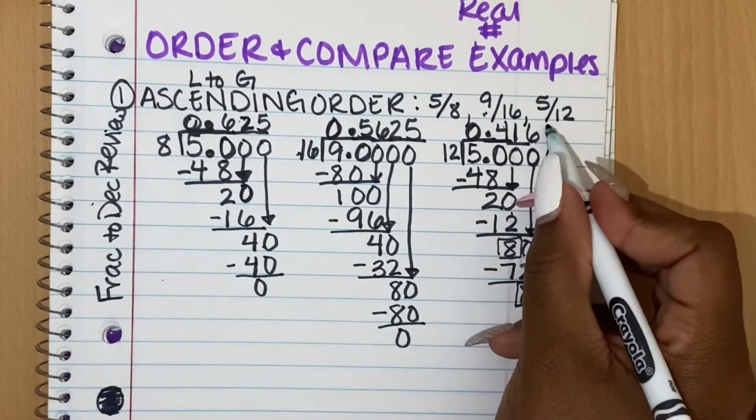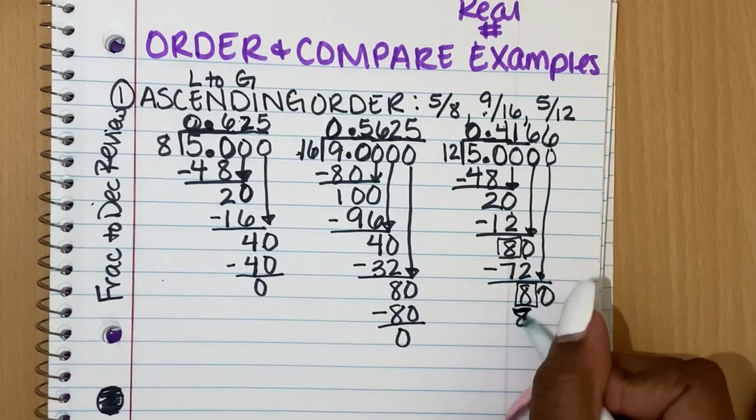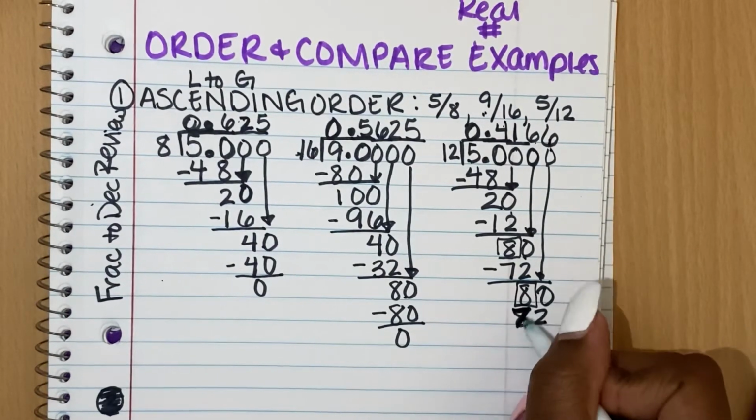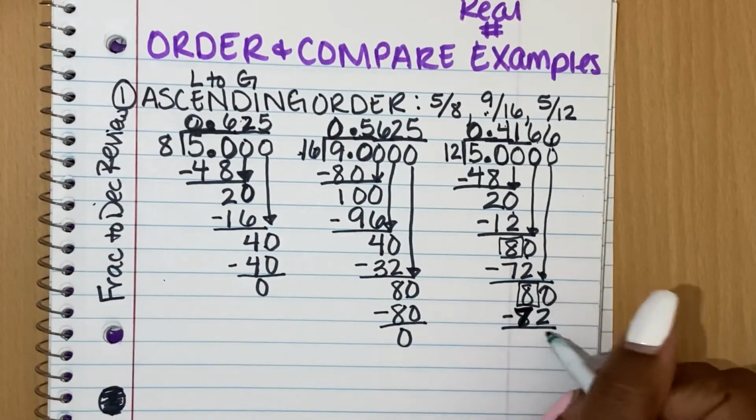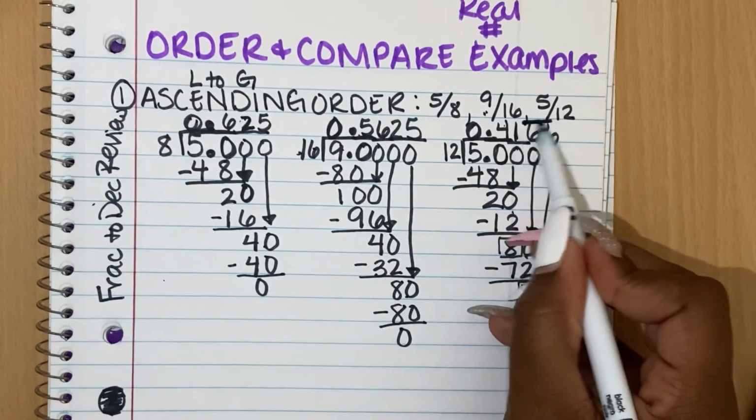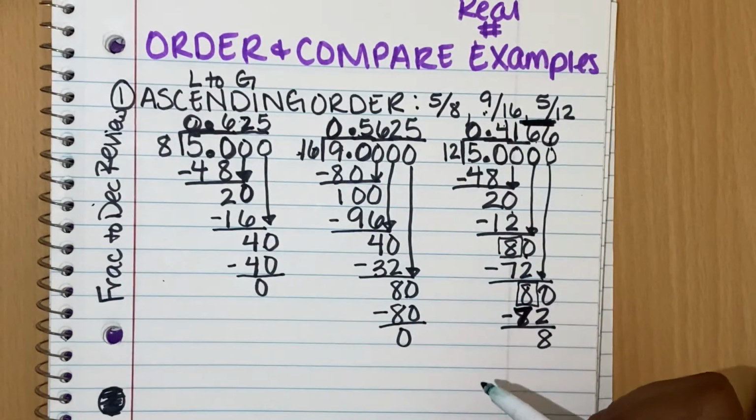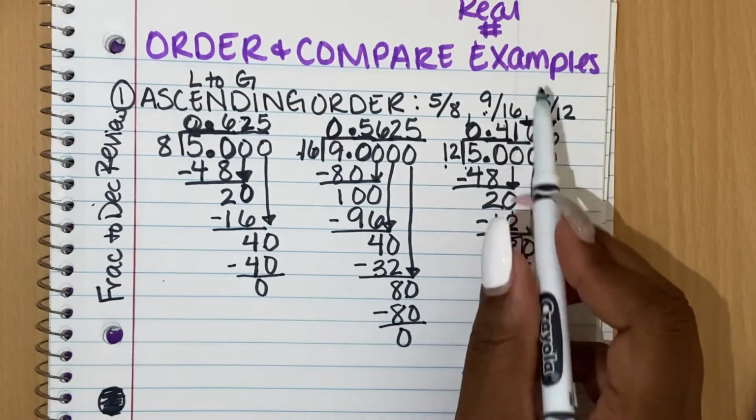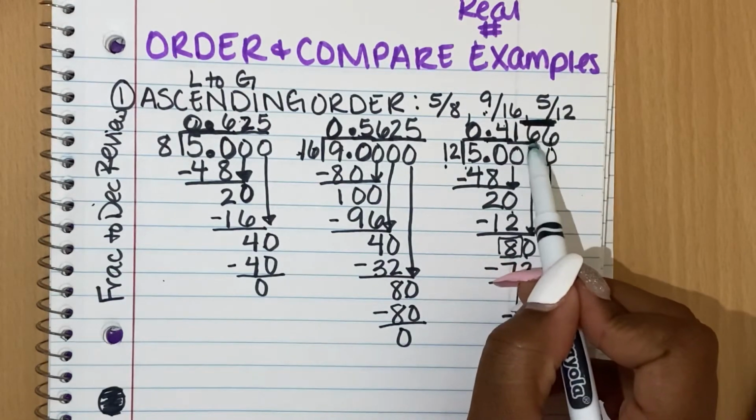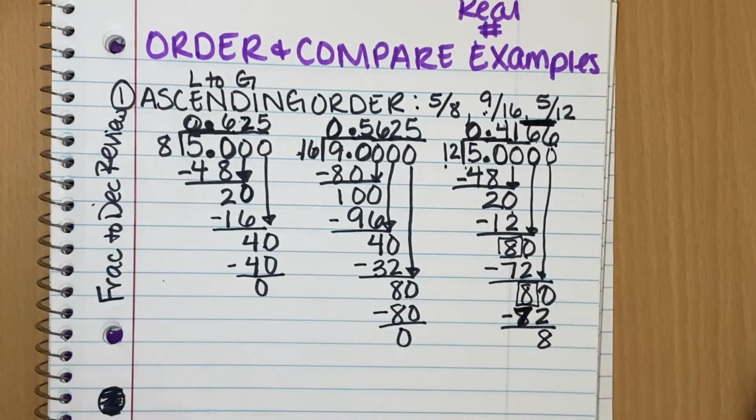12 can go into 80 6 times. 6 times 12 is 72. Sorry, I miswrote. 72. 80 minus 72 is 8. It's going to keep going. I'm going to put a repeating symbol, which is just a straight line on top of those two 6s. So 5/12 is equal to 0.4166 repeating. Okay?